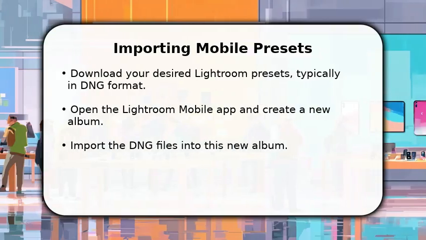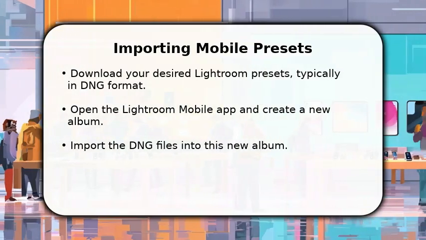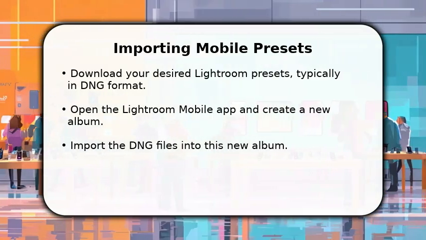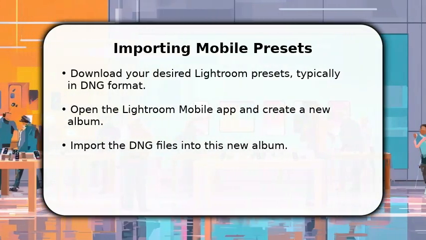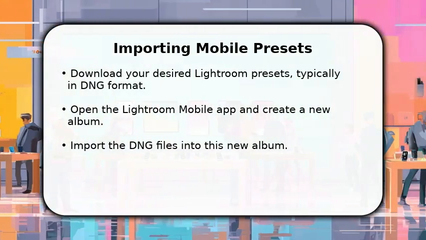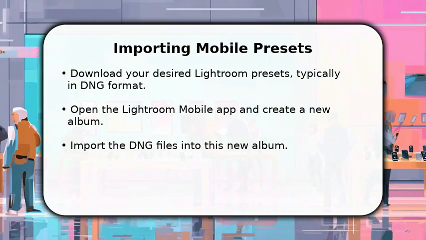In this video, I will show you how to use Lightroom presets on mobile. First, download your desired presets, which usually come as DNG files. Open the Lightroom Mobile app and create a new album specifically for these presets. Import the DNG files into this album.